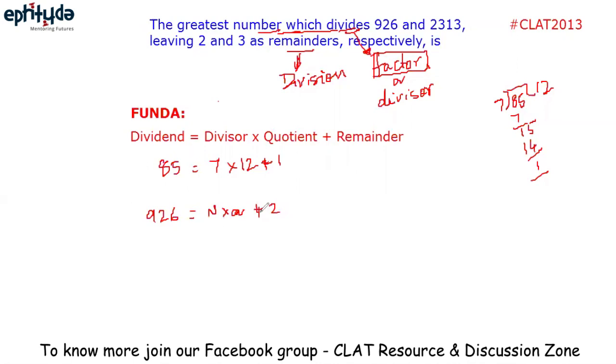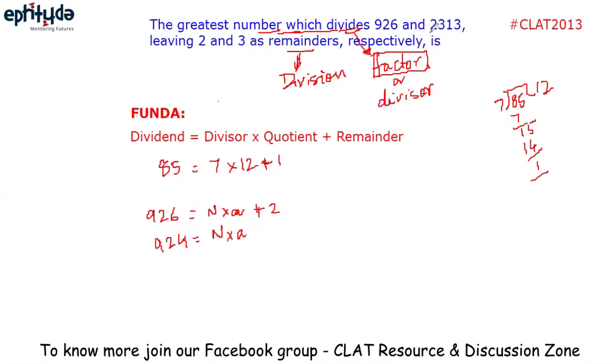Obviously, the next step is to bring the 2 to the other side because we want to find the value of n. So 926 less 2 becomes 924. So 924 would equal n times a. And immediately notice what is n? Come back to this word. n is a divisor. If n is a divisor, it's the factor. So n is a factor of 924.